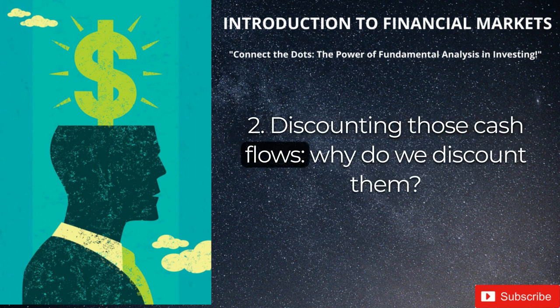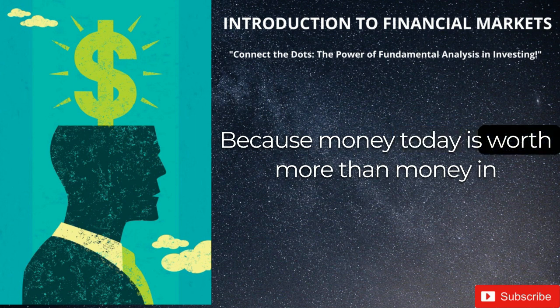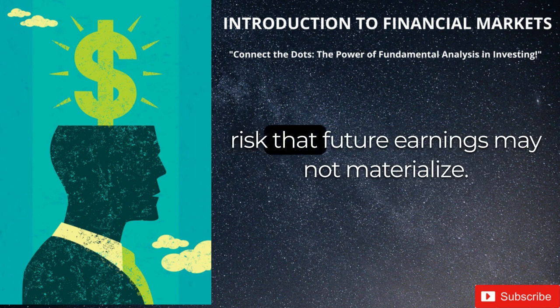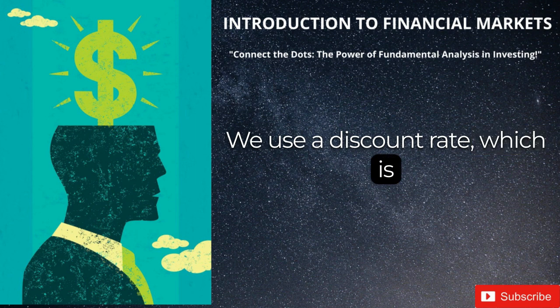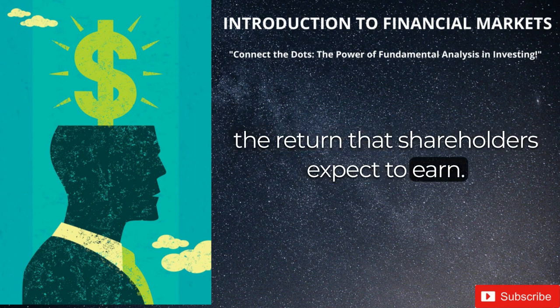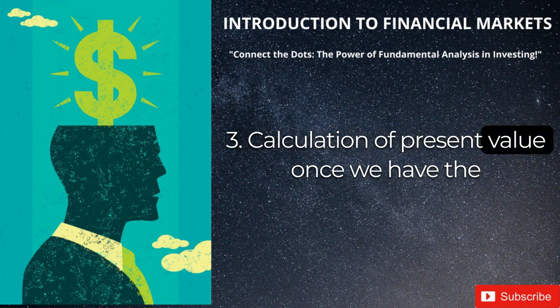Discounting those cash flows. Why do we discount them? Because money today is worth more than money in the future due to factors like inflation and the risk that future earnings may not materialize. We use a discount rate, which is often the company's cost of capital or the return that shareholders expect to earn.